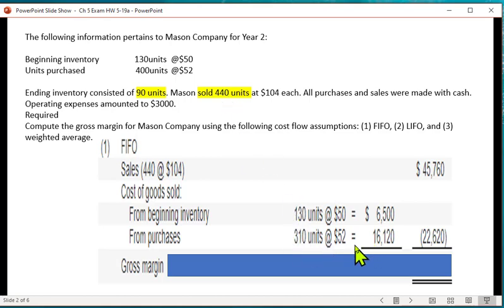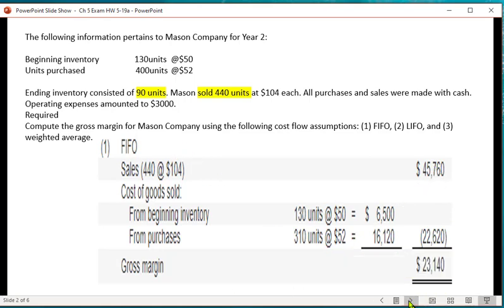And that's going to be 52 times 310, which would be $16,120. Add these two together. This is our cost of goods sold. Our cost of goods sold is subtracted from our sales to come up with gross margin under FIFO. And that's going to be $23,140. Let's go to LIFO.